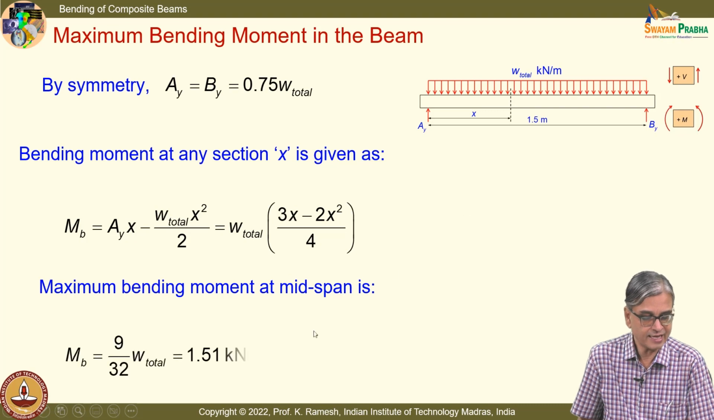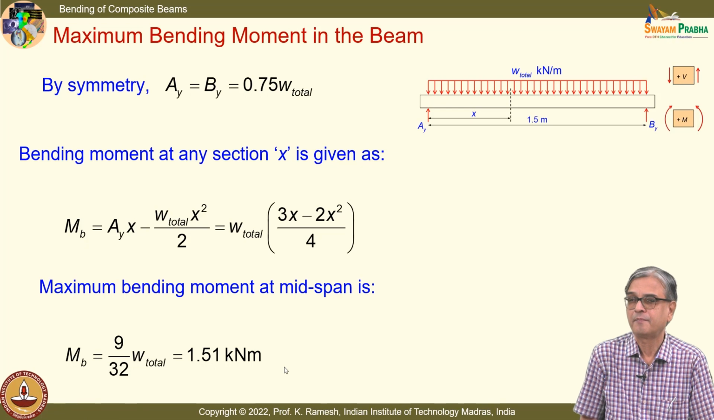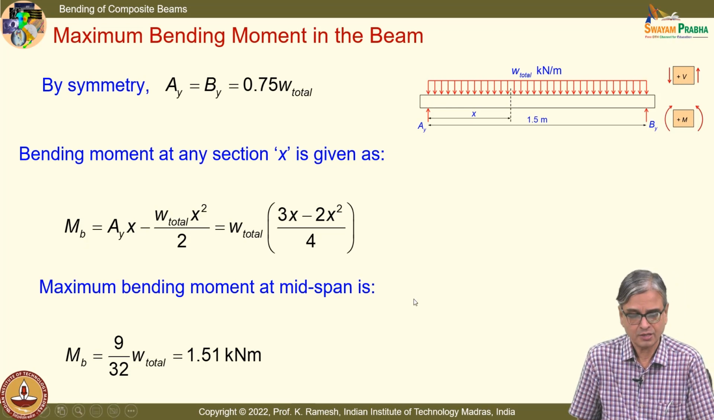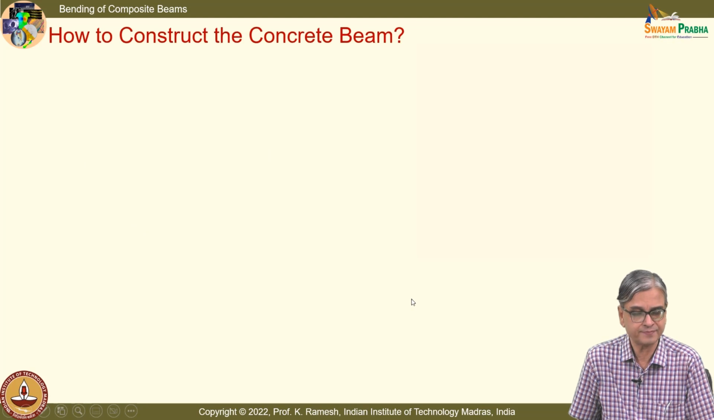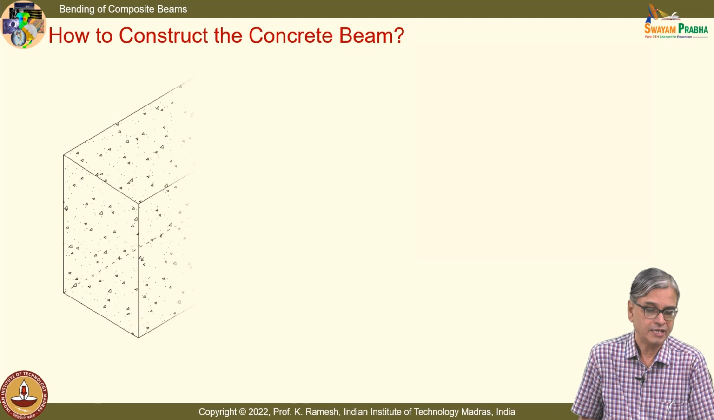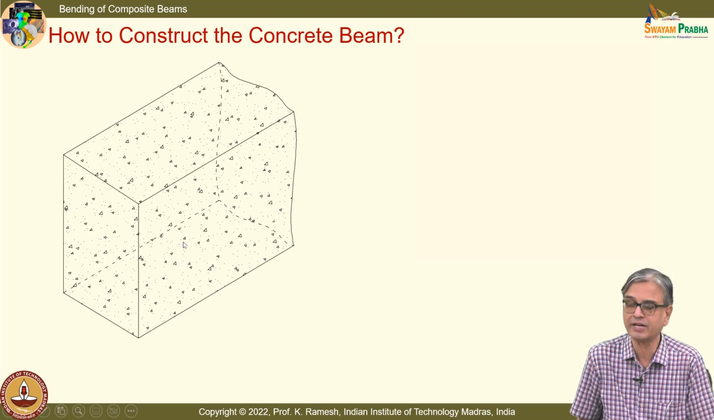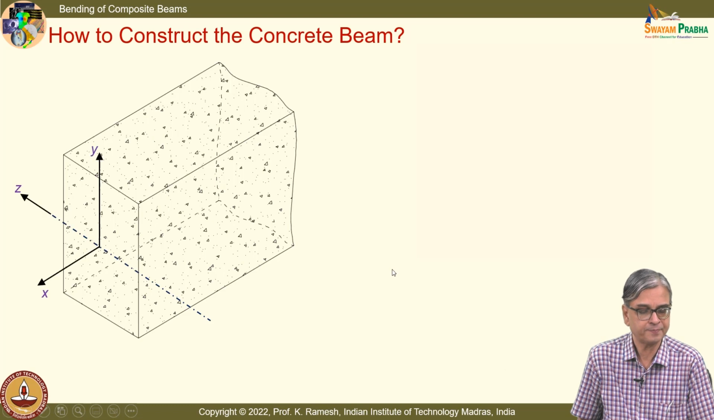I can get that as 9 by 32 W total. So, this comes out to be 1.51 kilonewton meter. So, we have got the maximum bending moment. And now we will have to figure out how do I use my steel, how do I construct the concrete beam. See, if you go to machine drawing, engineering drawing, there is a way that you have to depict the concrete. So, this is the way you will depict the concrete.